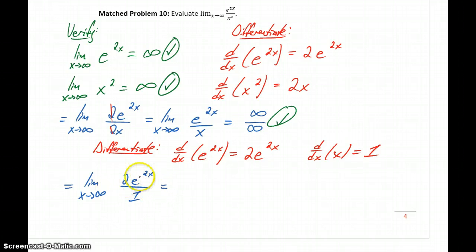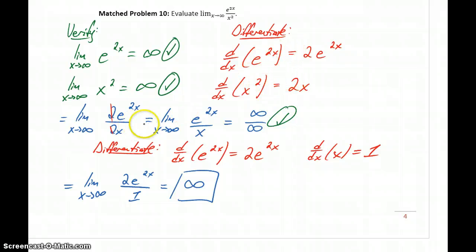2 times e to the 2x, as x is getting larger and larger and larger, is headed to infinity, and so that's our limit. So again, with these L'Hopital's rule problems, or with any limit problem, in order to apply L'Hopital's rule, we first need to make sure those conditions are verified.